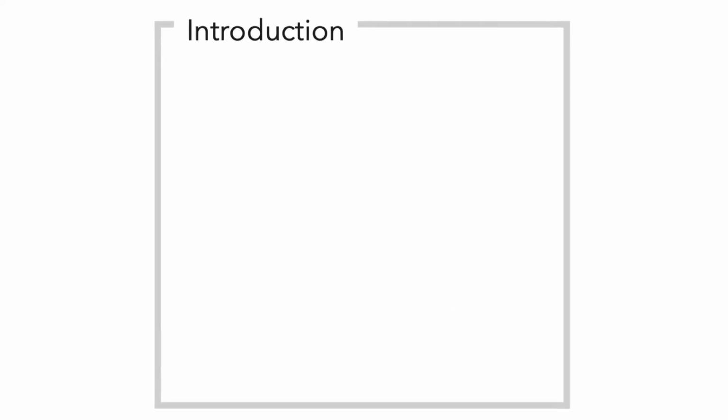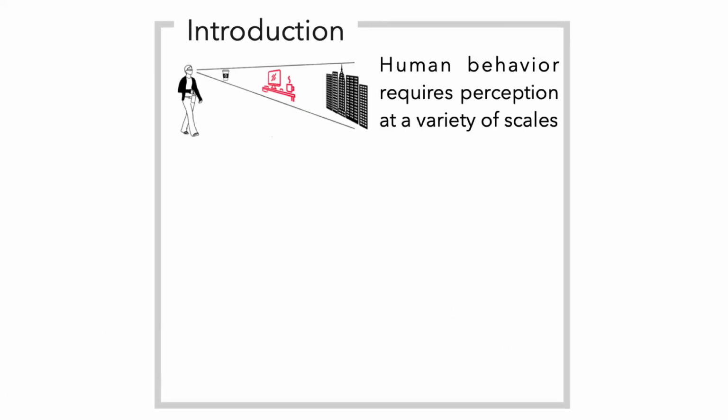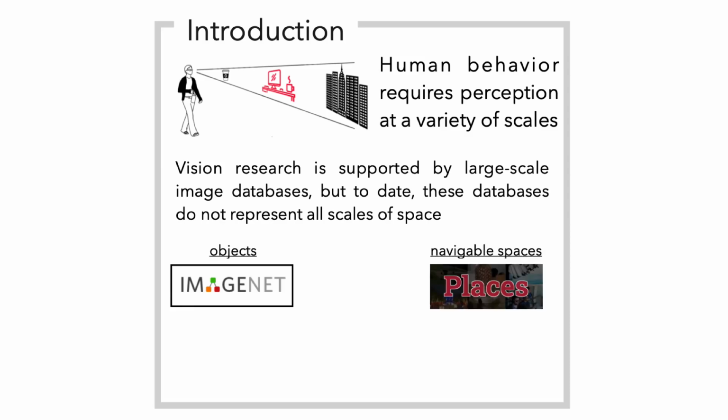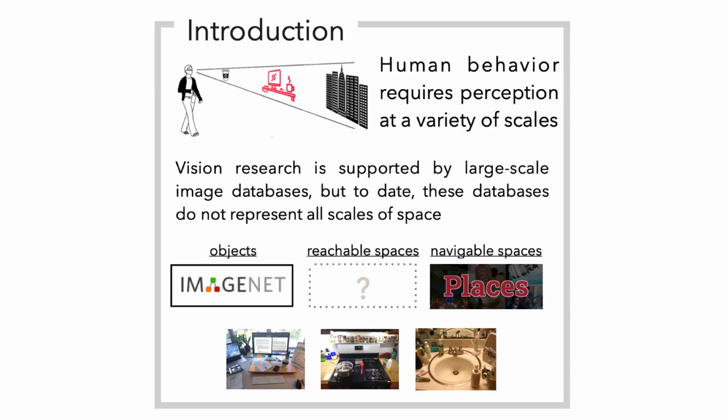As we behave in the world, we experience space at a variety of different scales. Vision science research is supported by large image databases, and to date, such databases exist for close-scale images of objects and far-scale images of scenes. However, no such databases exist for space at the reachable scale. And this is in spite of the fact that such reachable environments are incredibly important for everyday behavior. Here, we present a novel database of reachable scale images in an attempt to fix this gap.